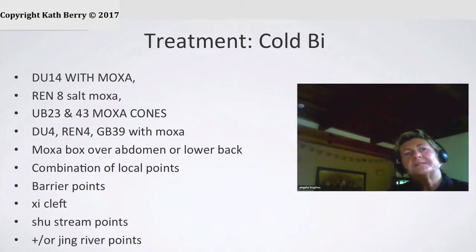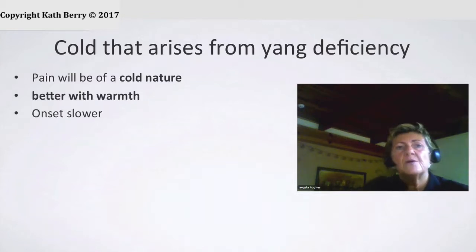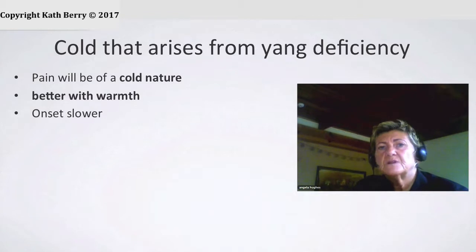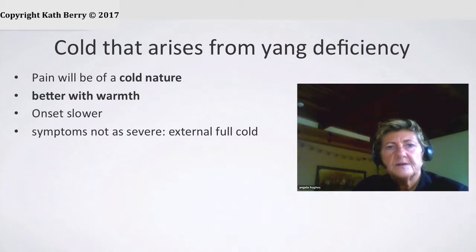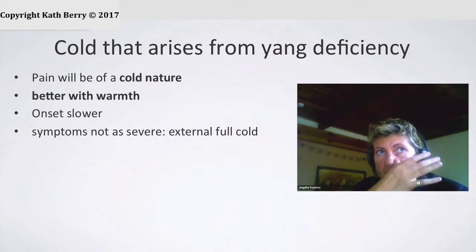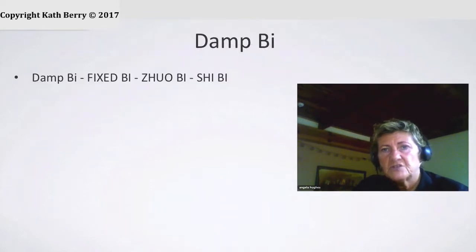The cold type of Bi syndrome that arises more from yang deficiency can cause a kind of rheumatic pain that still feels cold and is better with warmth, but the onset is going to be a lot slower, and the symptoms are not going to be quite as severe, not like the full external cold that we've just talked about. I would probably use the same points, but maybe add something like warming needle on stomach 36, spleen 6, just to tonify the Wei Qi.